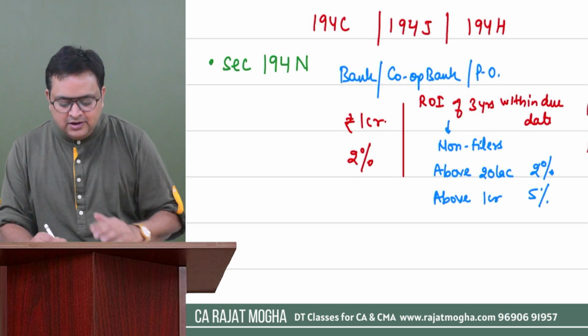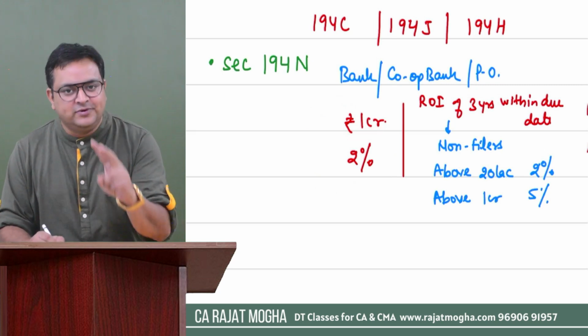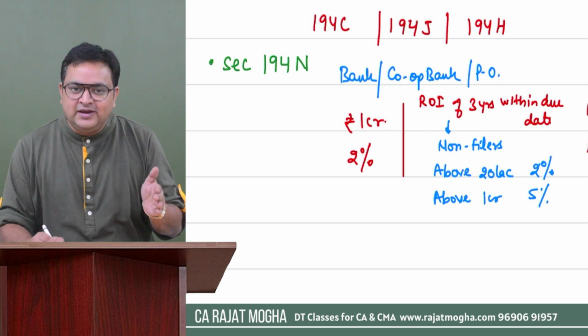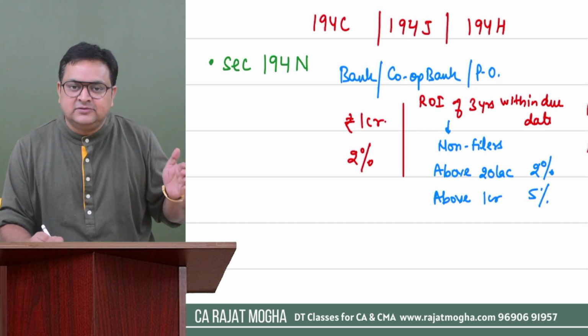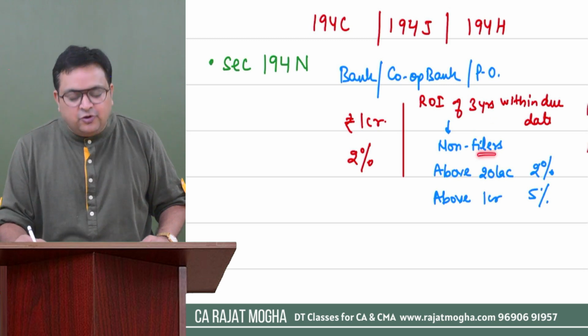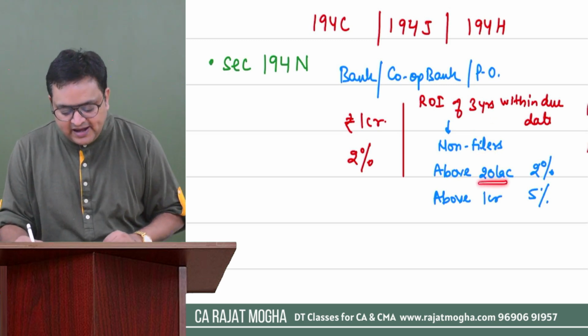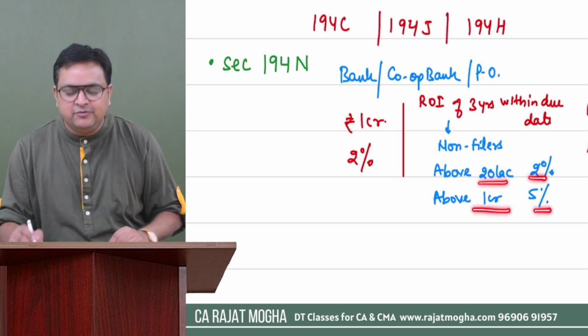So for the people who are actually submitting their return on time, all the 3 returns have been submitted on time, for them it is 1 crore. Only after 1 crore, we are going to deduct 2% TDS. For those who are non-filers, who have not submitted any of the last 3 returns on time, we will call them non-filer. And for non-filer, the rate of TDS is after 20 lakh 2%, and after 1 crore it would be 5%.